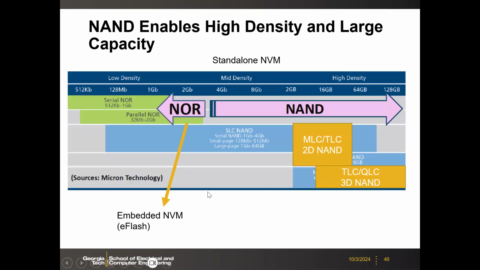That's why for high density, large capacity storage, NAND dominates, in the tens of gigabytes and hundreds of gigabytes range. This is through the 2D NAND to the 3D NAND. Even today, you can get 1 terabit per chip with 3D NAND. And NOR flash remains at the single-digit gigabyte level. Okay.